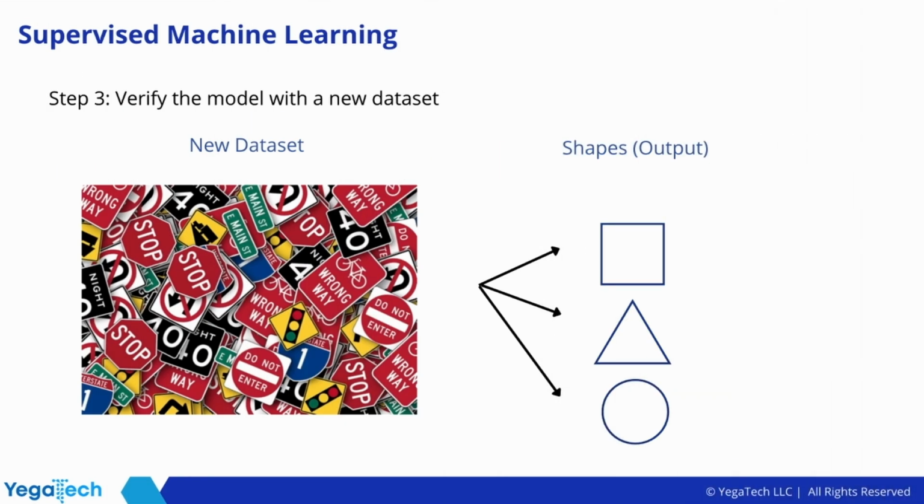In the third step, after completing the training process, you need to verify the model accuracy with new datasets so that it can correctly predict the expected outputs. In the previous example, in order to verify the model, you need to show new traffic sign images of circles, squares, or triangles in different sizes. If the model is trained correctly and accurately, then it should be able to recognize the images. If not, you need to retrain the model until it can recognize them correctly. This step is called the verification process.